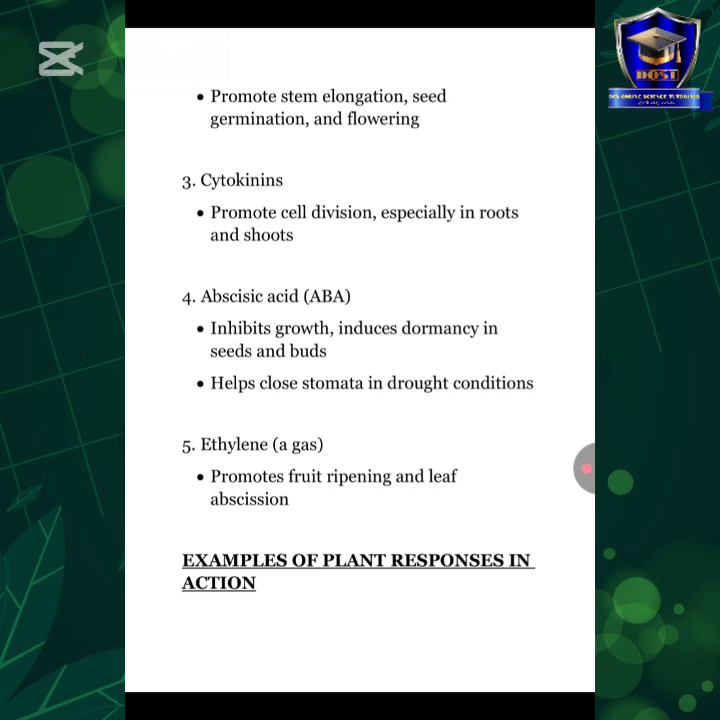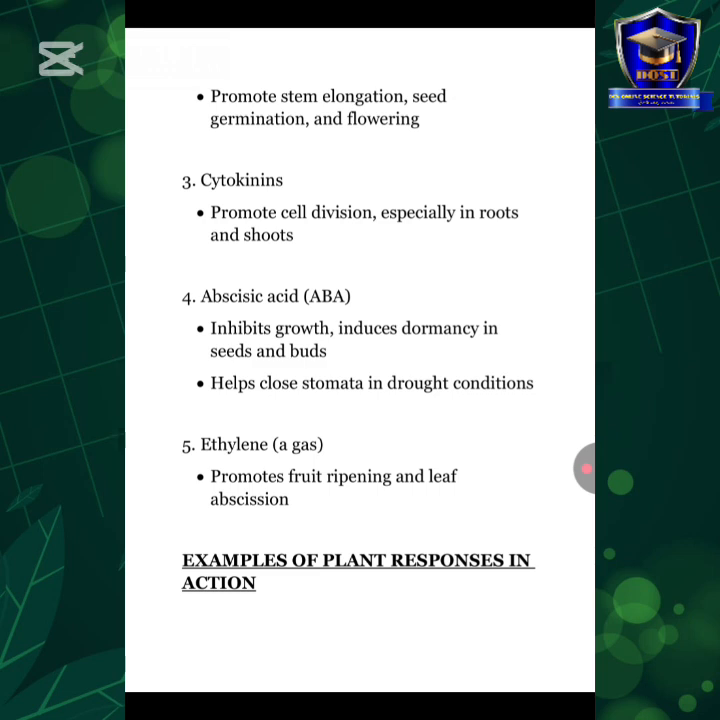And also we have abscisic acid. Abscisic acid inhibits growth and induces dormancy in seed. So take for instance, you have dry corn. Those dry corn, if you keep it maybe in a safe place in your house, the corn will not begin to grow immediately. It will remain there and can stay there for a long time before it will begin to germinate. Why? It is because of abscisic acid, which was able to prevent the seed from growing. So it promotes dormancy in seed, and also it helps close stomata in drought condition. That means in a dry condition. And also we have ethylene, also called ethene. Ethylene promotes the ripening of fruits and also promotes the falling of leaves, that is abscission.